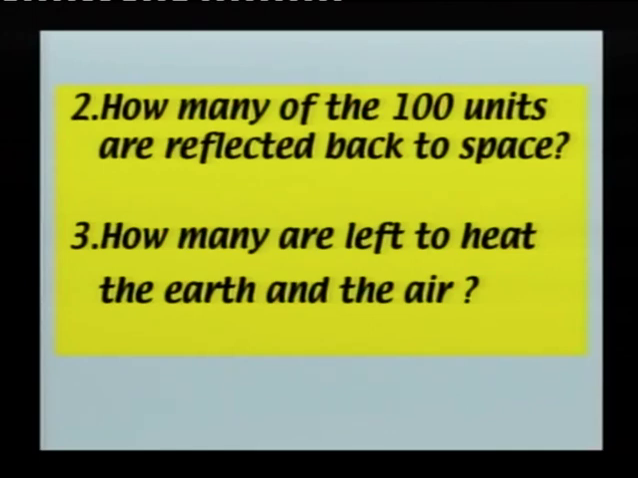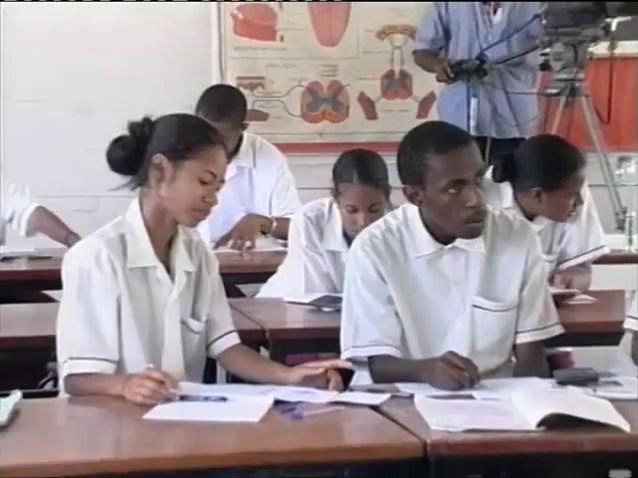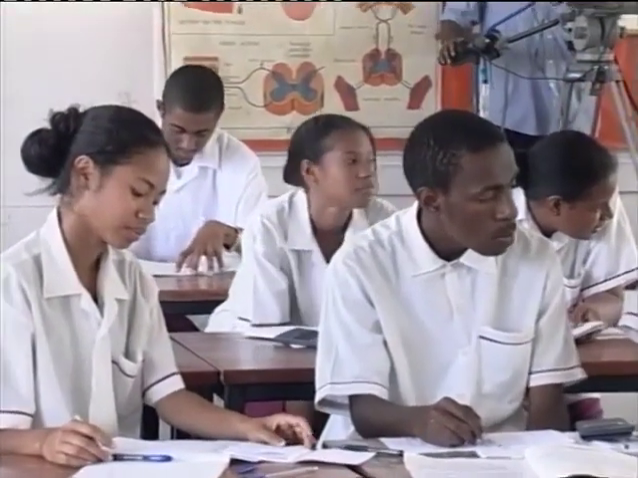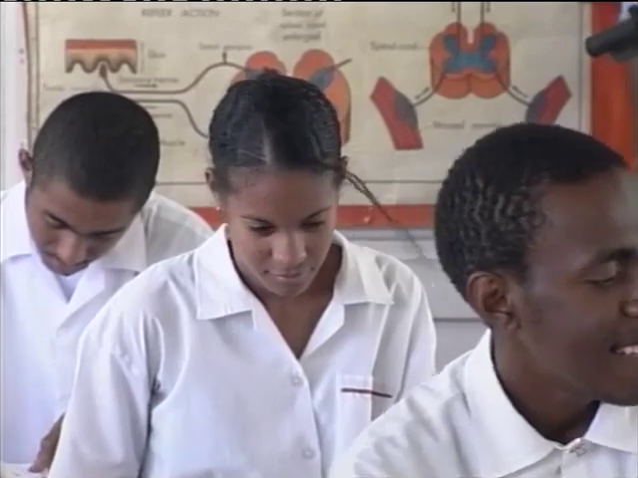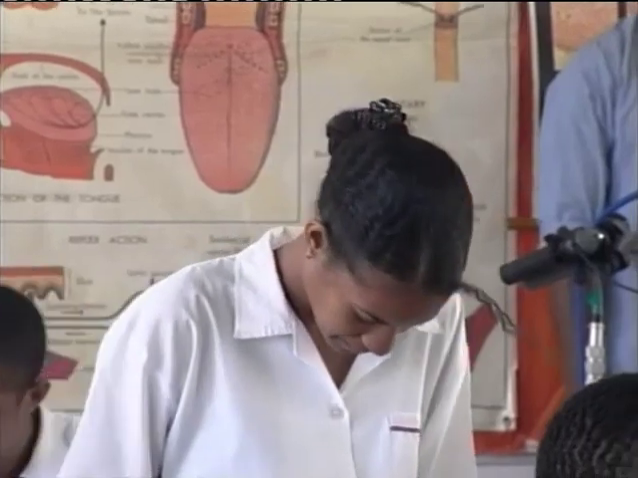The first one, Anita, how many of the 100 units are actually reflected back to space? The 100 units, we are making reference to this particular diagram here, the diagram that you copied in your last lesson. So how many of the 100 units that are coming through are reflected back into space? 29 units. Can you explain to the class why or how you got 29?